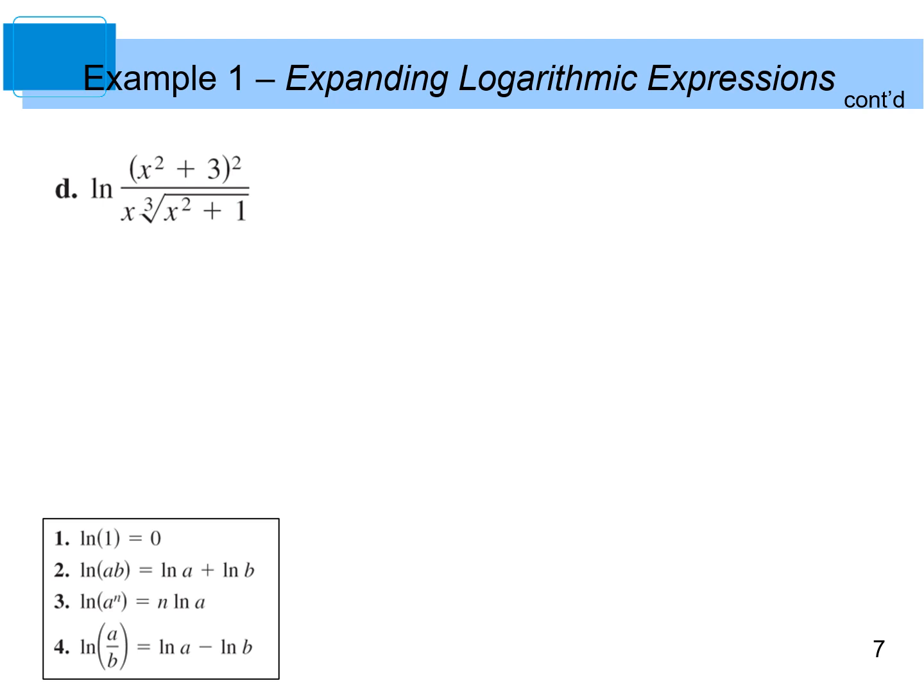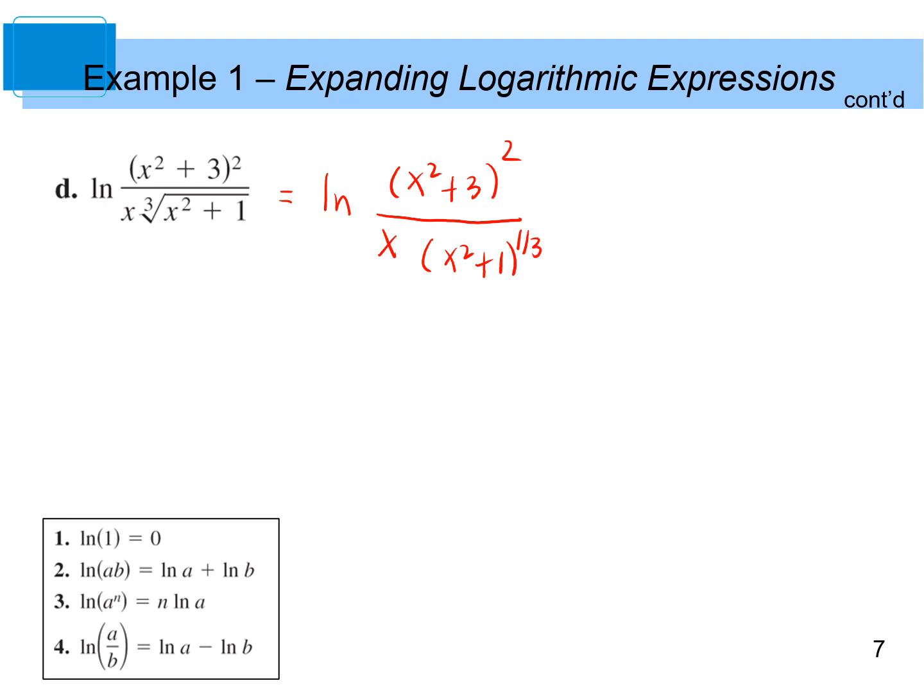So let's have this last example. We want to expand the natural logarithm of (x squared plus 3) quantity raised to 2 all over x times the cube root of x squared plus 1. So first, let us rewrite the cube root of x squared plus 1. First we write the numerator, and then we have x in the denominator, and then we have x squared plus 1, which is raised to 1 over 3.